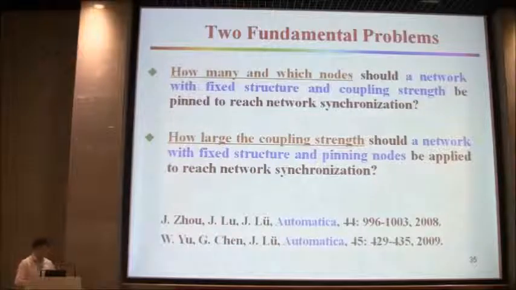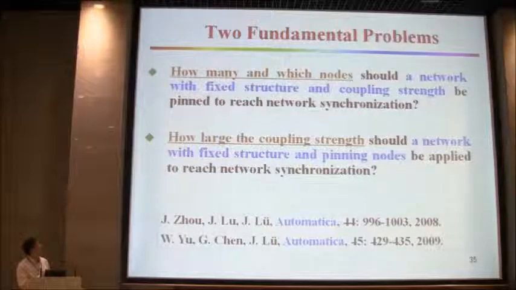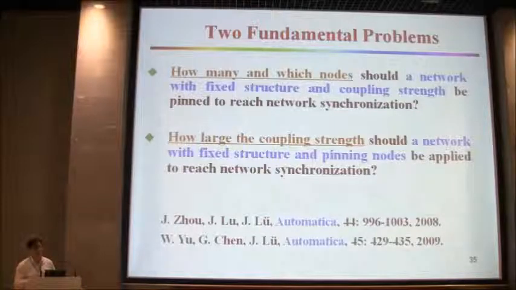So in complex networks, there are two interesting questions. The first question is how many and which nodes should be pinned for a network with fixed structure and coupling strength to reach network synchronization. The other question is how large the coupling strength should be for a network with fixed structure and pinned nodes to reach network synchronization. So these are the two key problems.